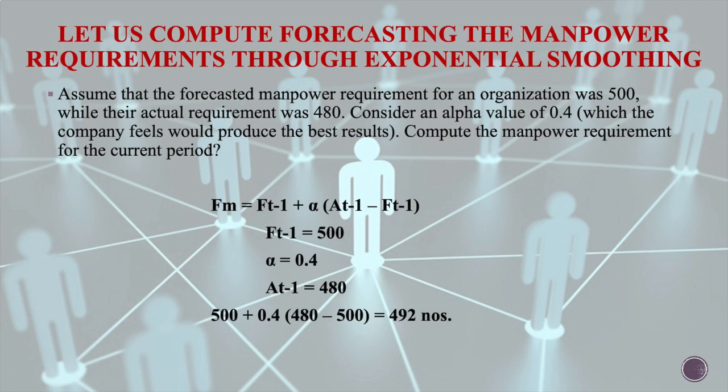Here we apply the formula: F(t) equals F(t-1) plus alpha times A(t-1) minus F(t-1). Here F(t-1) is 500, while the actual requirement A(t-1) is 480. The alpha value is 0.4. If we put these in the formula, we get 492. This is what the company feels will produce the best results.